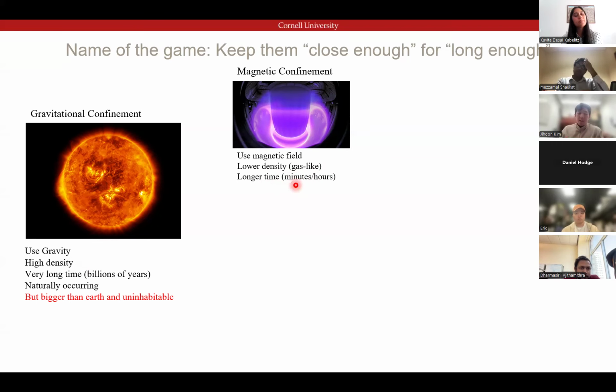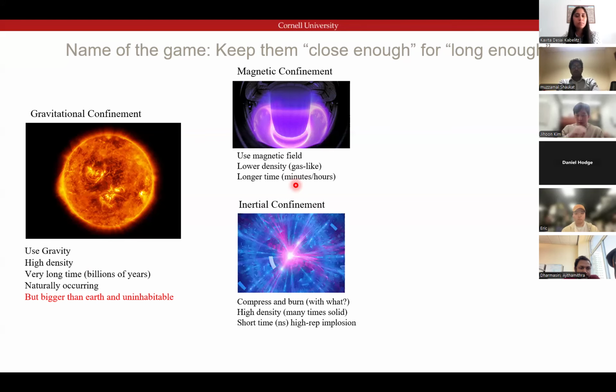So I think this is more like a slow burning of fusion fuels. And then you have inertial confinement, where you compress and burn a small but very dense pellet of DT fuel. You need to compress it to very, very high densities, not many times, 1,000 times the solid density. And then you need to make that happen on the order of nanoseconds. And then unlike magnetic confinement, you have to blast the DT fusion pellet several times per second.